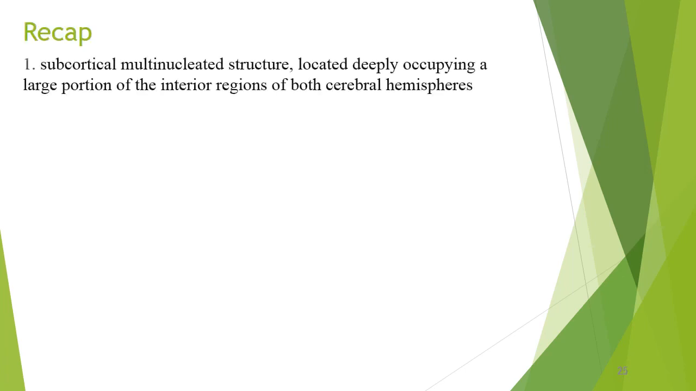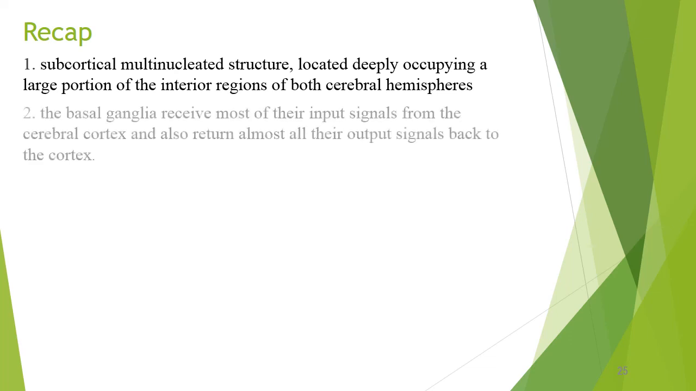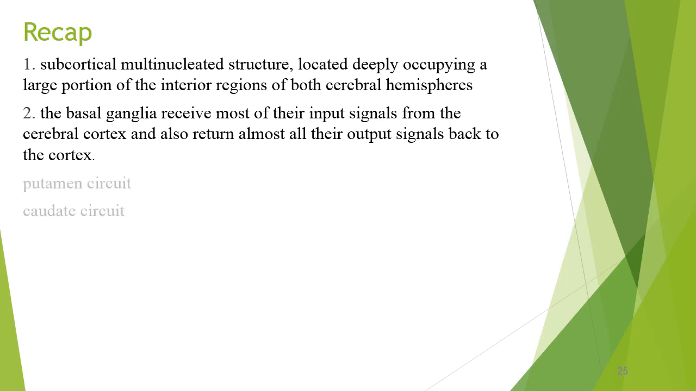Okay, in summary, we talked about basal ganglia. We said it's one of the important subcortical structures. It's a multinucleated structure located deeply, occupying a large portion of the interior region of both cerebral hemispheres. The basal ganglia receives most of their inputs from the cerebral cortex, and certain structures will have most of their output back to the cortex through many circuits.